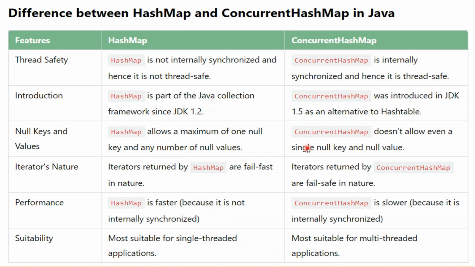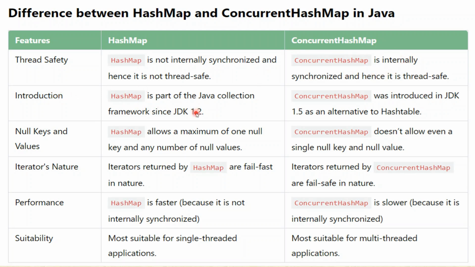So let's cover the next topic, which is the difference between HashMap and concurrent HashMap. In case of thread safety, which one is thread safe? Concurrent HashMap is thread safe. HashMap is not internally synchronized, and hence it is not thread safe. HashMap is not synchronized, so it is not thread safe, and concurrent HashMap is synchronized, so it is thread safe.